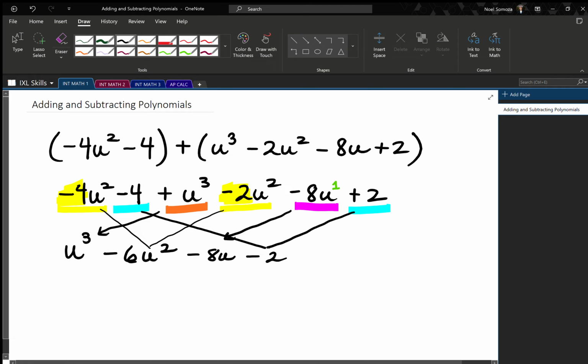And so let me just write it real quickly, cleaned up. u to the third, notice how my largest power is part of the first term, minus 6u squared, minus 8u, minus 2. And this would be your polynomial.